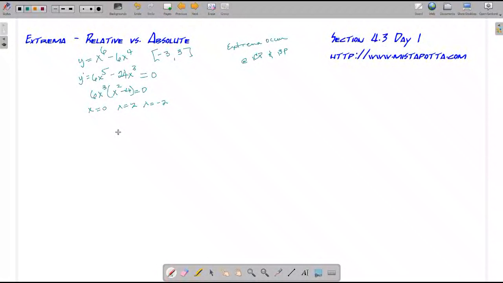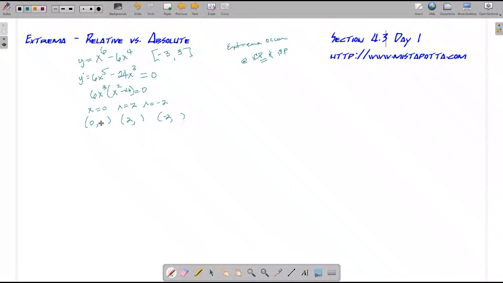Now, some books will call these critical numbers or critical values, but what I'm looking for here is critical points. And as I mentioned before, a critical point is a point. So I'm dealing with the point 0, comma something. I'm dealing with the point 2, comma something. I'm dealing with the point -2, comma something.